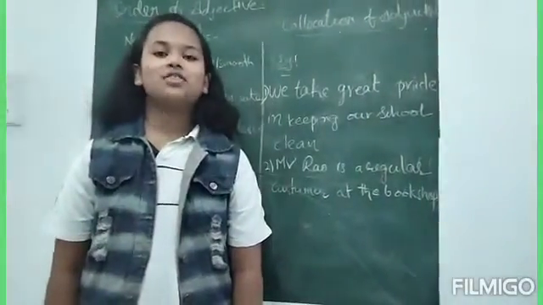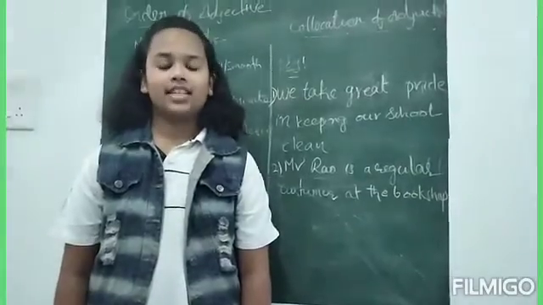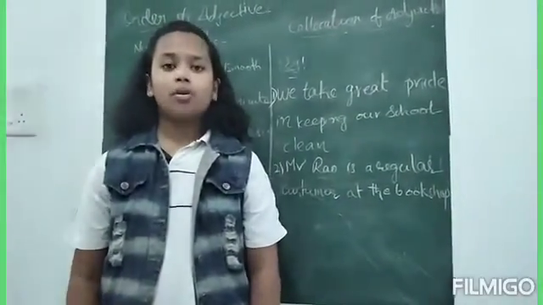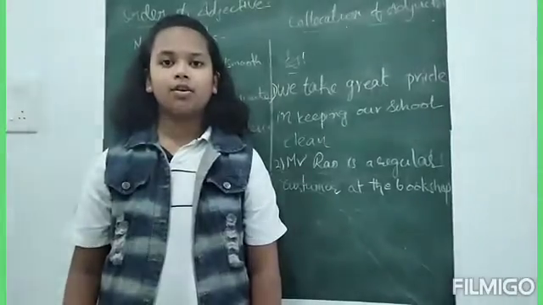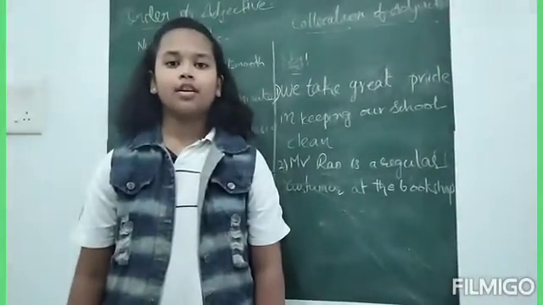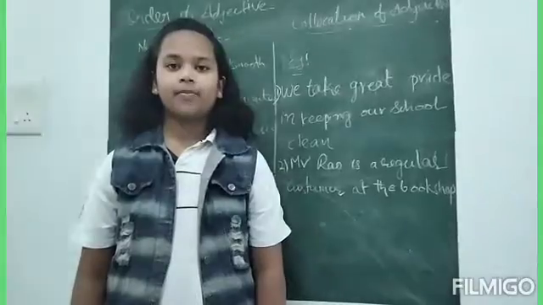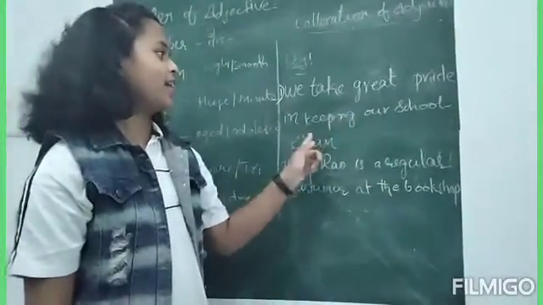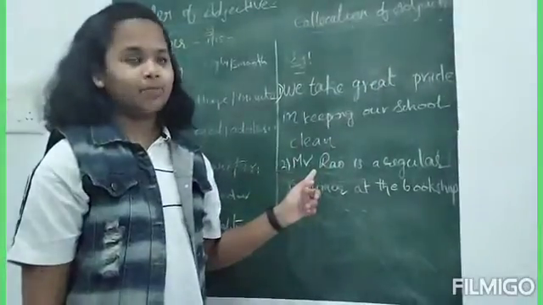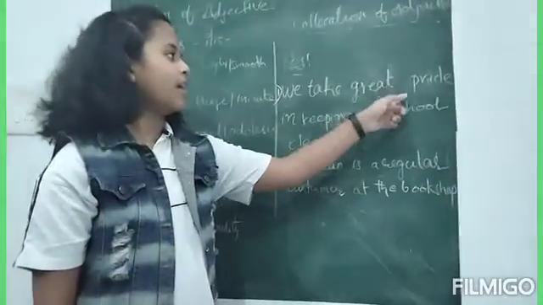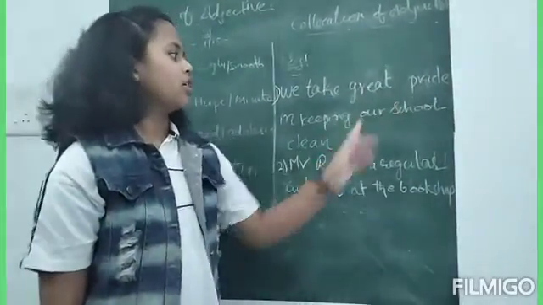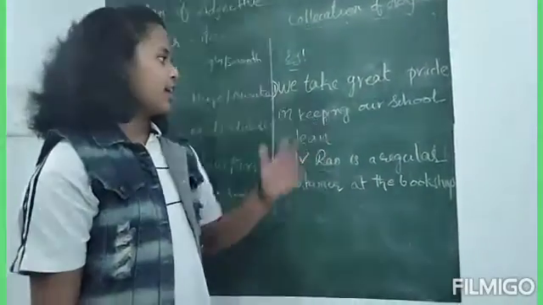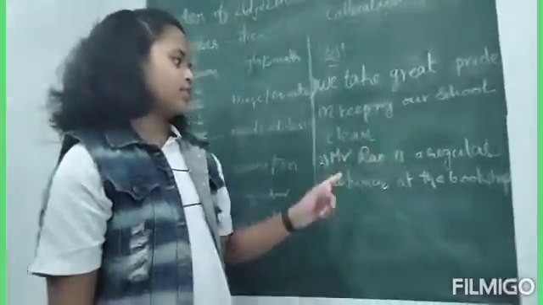Now let's talk about collocation of adjectives. A sentence which contains a combination of noun and adjective which are often used together while speaking or writing. Example, we take great pride in keeping our school clean. Here, great and pride are adjective and noun which tell in a short form that they take great pride in keeping their school clean.